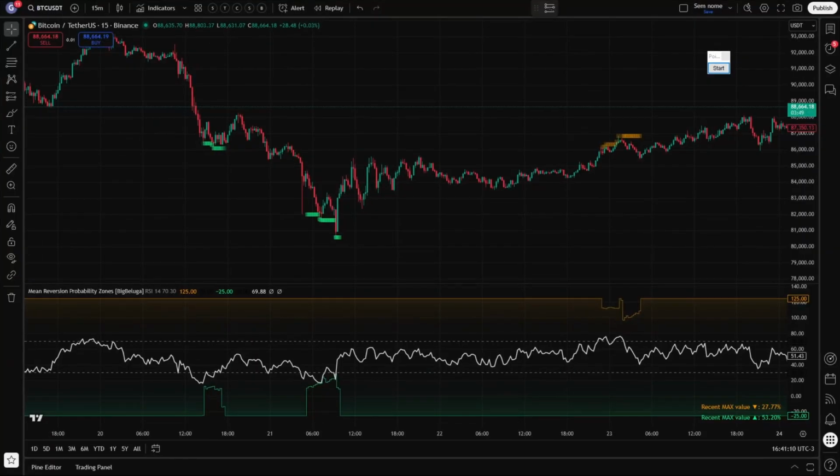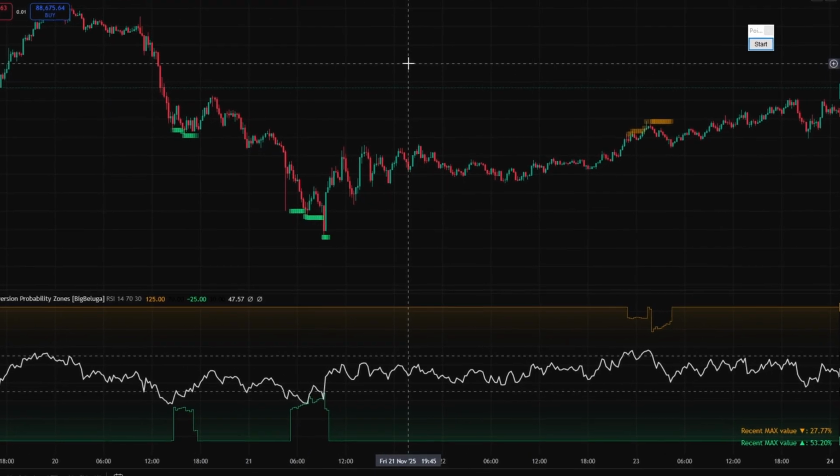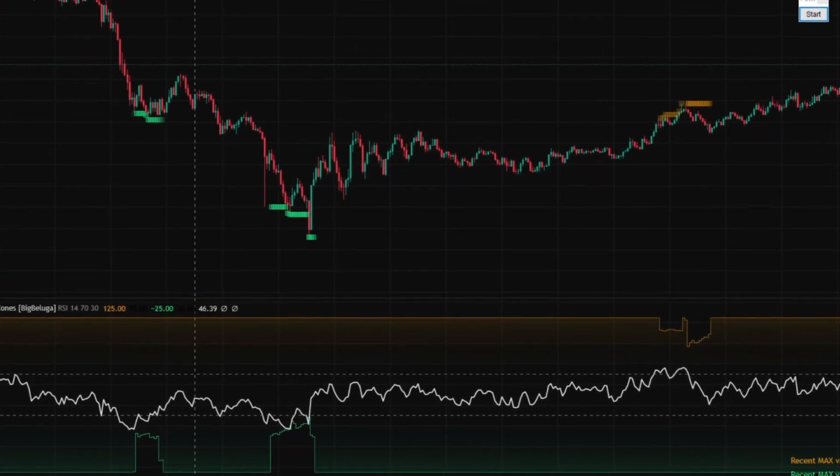The very first thing we're going to require is to open any chart here for an asset that you particularly enjoy to trade. I'm currently looking at the BTC/USDT, which is the Bitcoin cryptocurrency on the 15-minute chart. You can also effectively utilize it across any given time frame.